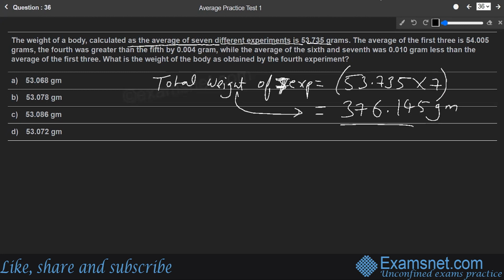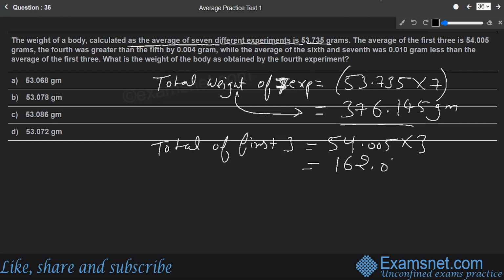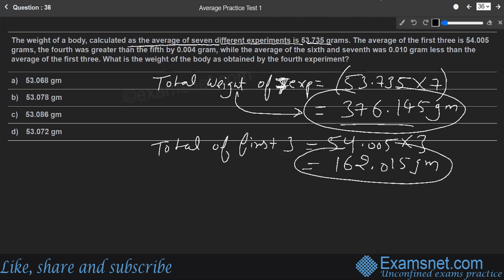Then he says the average of the first 3 is 54.005. Because he has given the average of the first 3, we'll find the total of the first 3. The total of the first 3 is calculated by the average of the first 3 multiplied by 3. The average is 54.005 multiplied by 3. If we do it, it becomes 162.015 grams. So all 7 total 376.145, and the first 3 total 162.015.